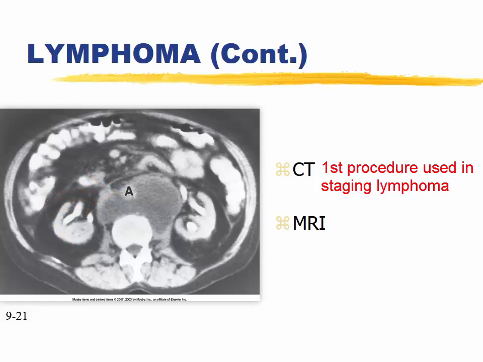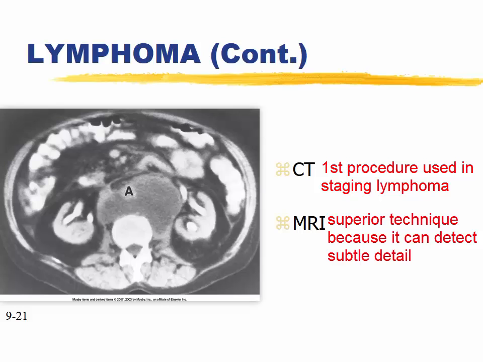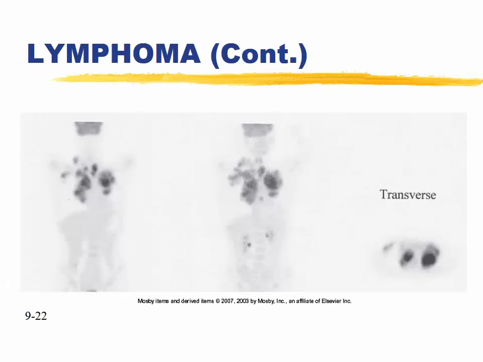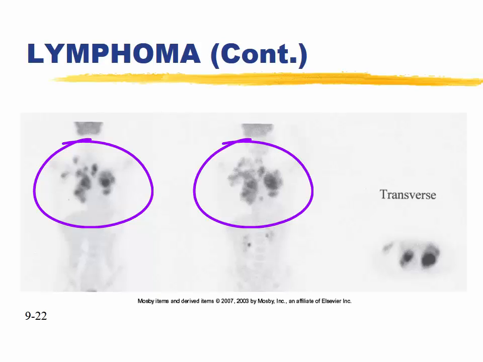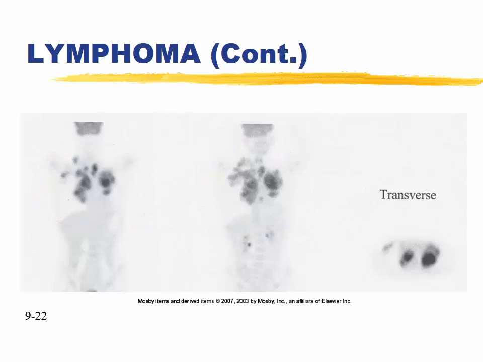MRI is considered the superior technique because it can detect subtle detail with use of multiple sequences. PET has the ability to distinguish large nodes that contain tumors from those that only have benign reactive changes. PET can also be used to monitor the effectiveness of the therapy and to identify tumor recurrence. The PET body scan demonstrates FDG uptake in the supraclavicular foci, the mediastinum, and the lungs. This finding indicates a metabolically active neoplasm, which is consistent with the clinically suspected lymphoma.